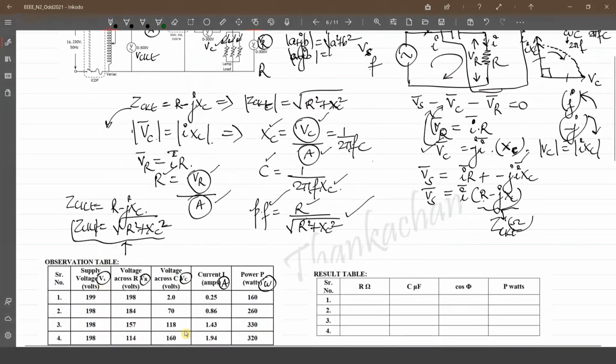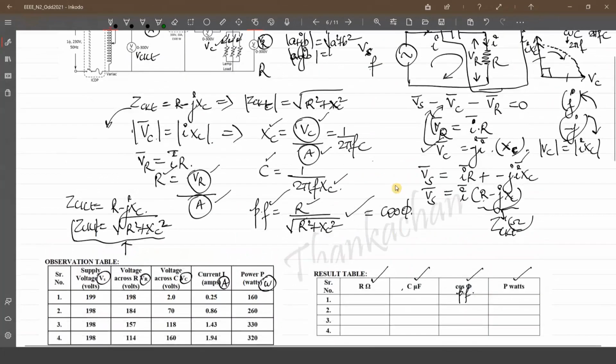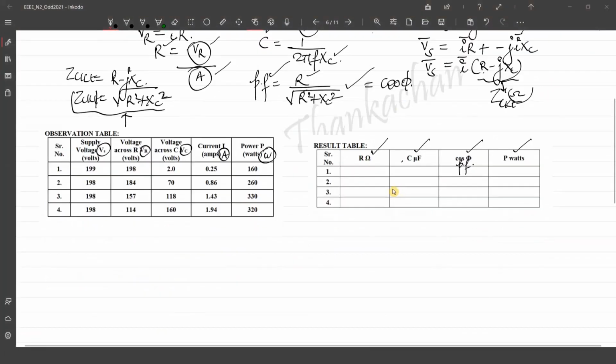And using this, how will you find the result table? We have to find capital R, capital C, cos phi, and P. What is cos phi? Cos phi is nothing but the power factor. So this power factor is nothing but cos of phi. And what is this cos of phi? Basically, it can be understood from the phasor diagram. So let me show you now the phasor diagram for this given circuit.